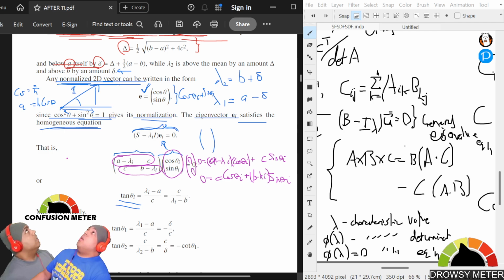We have these two equations. We have cos theta I, sin theta I, some expression, C, C. Tan theta I equals lambda I minus A over C. How do we get this?